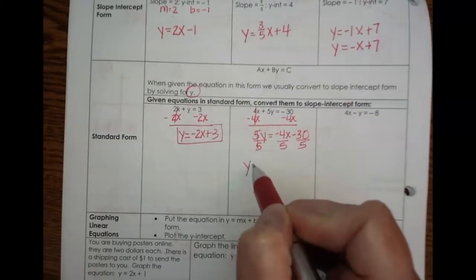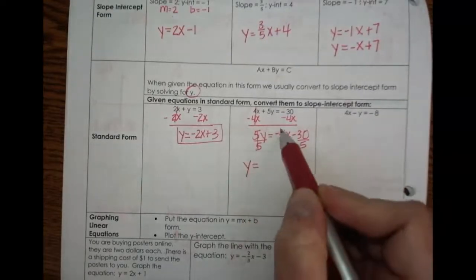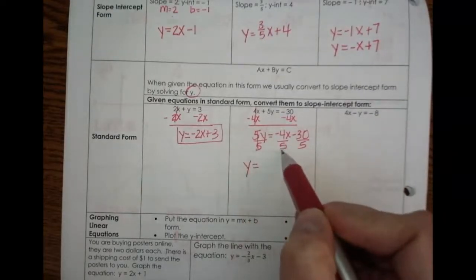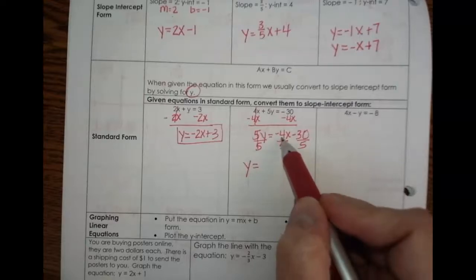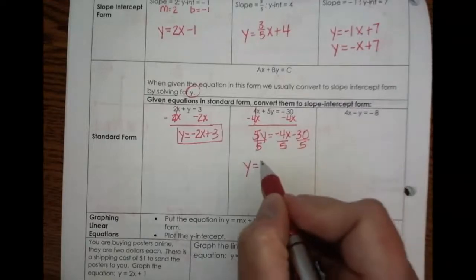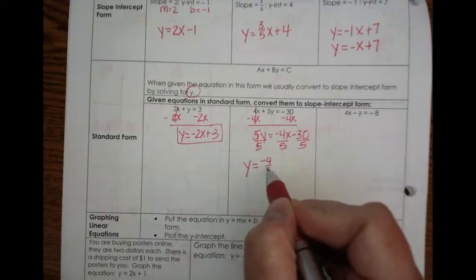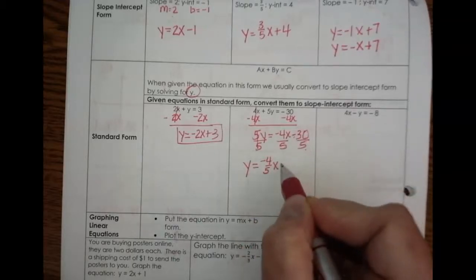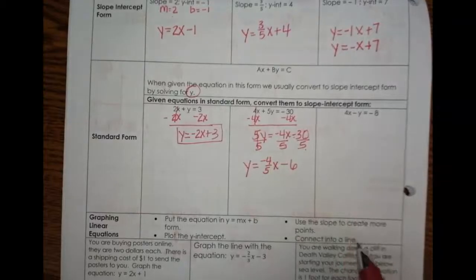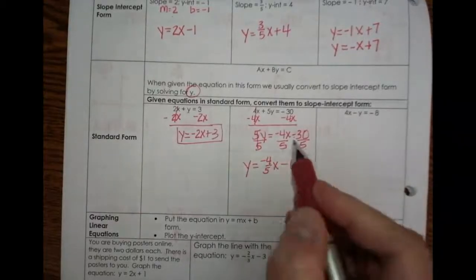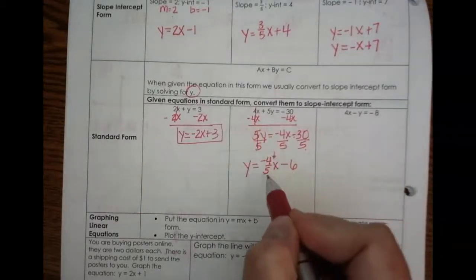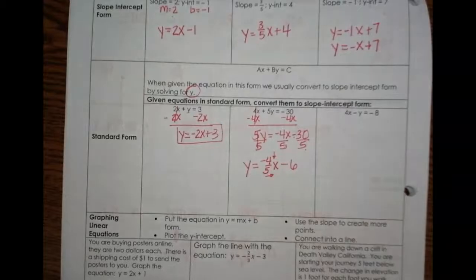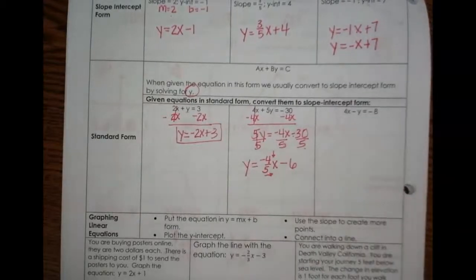And that leaves me with y all by itself. If this is a fraction that doesn't reduce down to a lower fraction, a smaller fraction, just leave it as it is. So -4 over 5x, and then -30 divided by 5 is -6. So this says you're going to go down 4 and right 5. Okay? Pause the video and try this last one on your own.